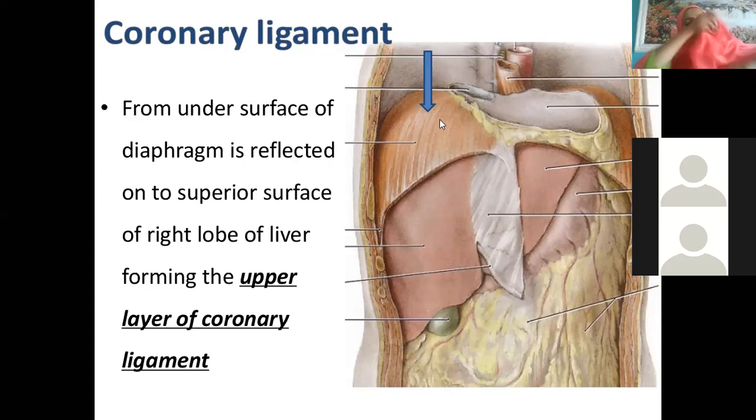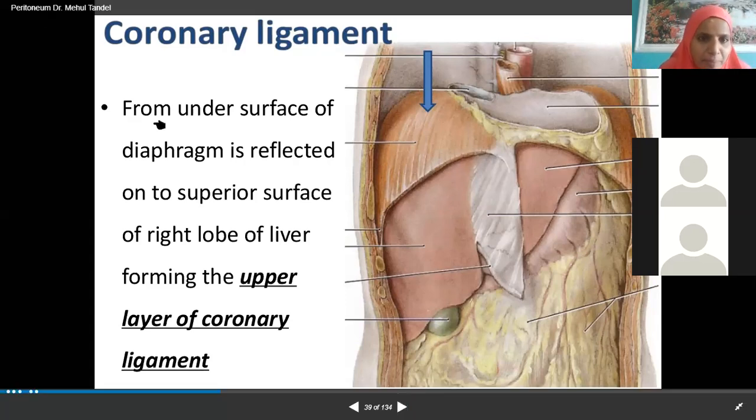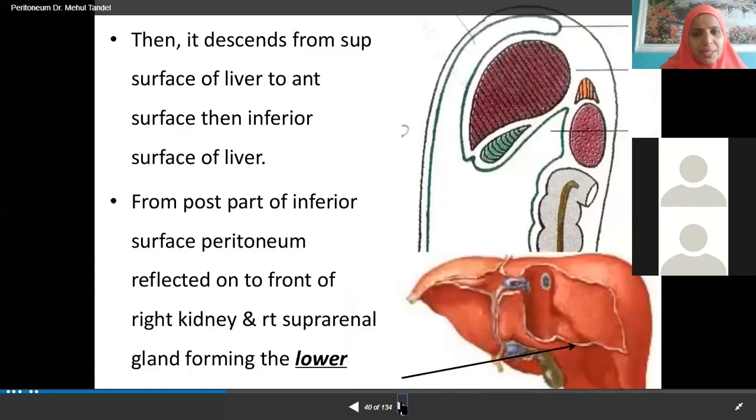Then again it folds downwards to cover the liver lobes, and then it goes on the inferior aspect of the liver. You see, from the under surface of the diaphragm, the coronary ligament is reflected on the superior surface. This is the right lobe of the liver, forming the upper layer of the coronary ligament. I'll show you in the next picture.